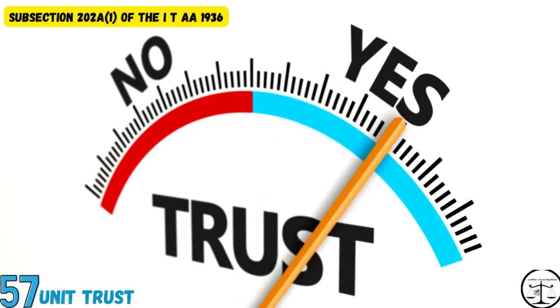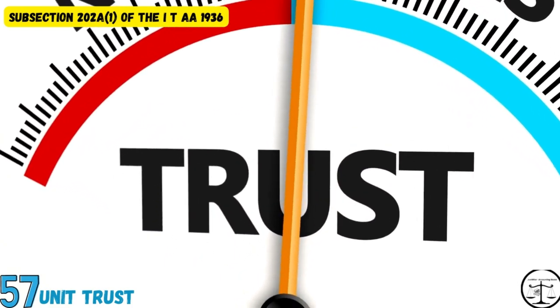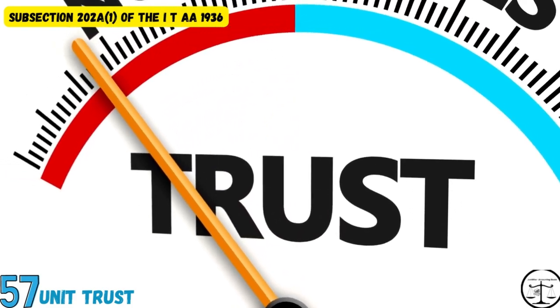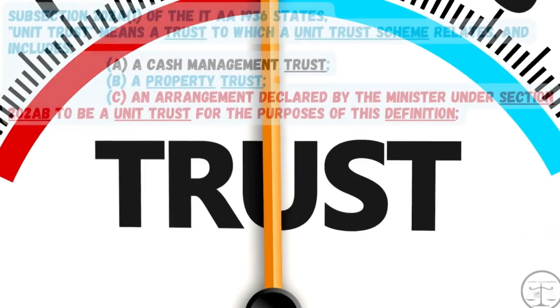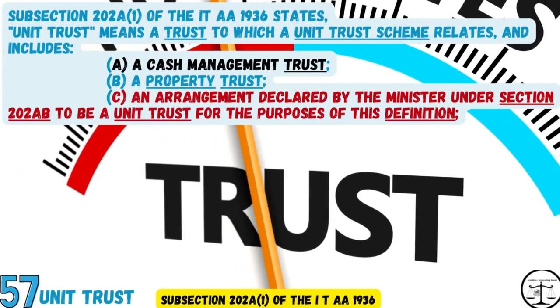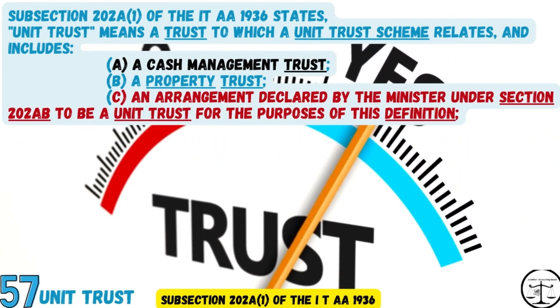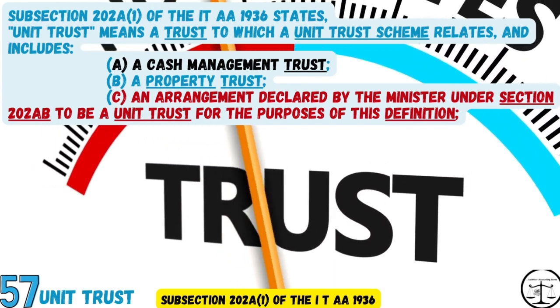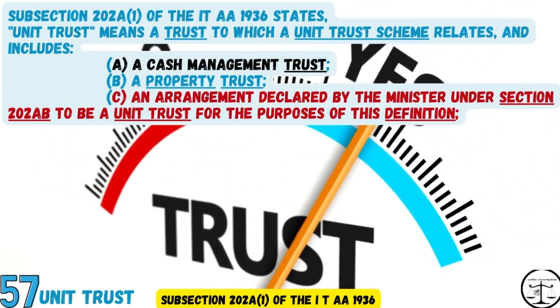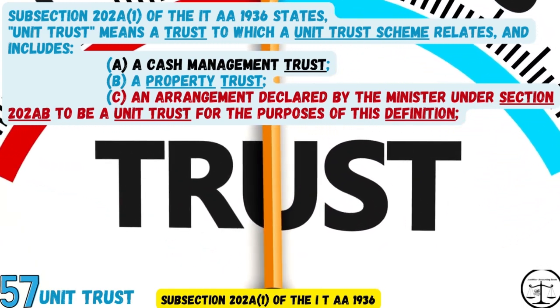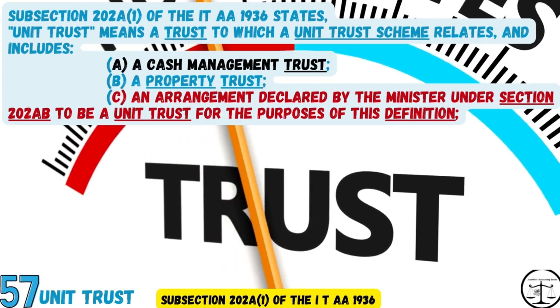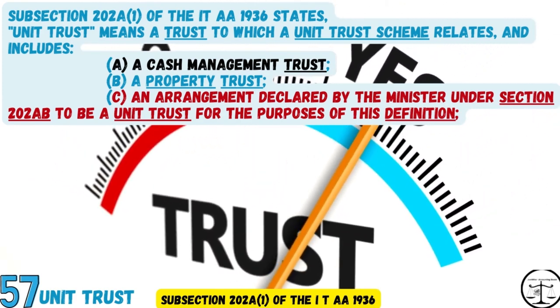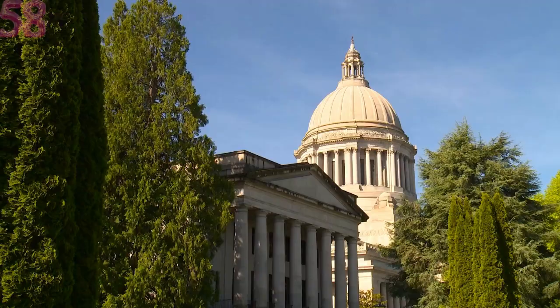Unit trust has the meaning given by subsection 202A(1) of the ITAA 1936. Subsection 202A(1) of the ITAA 1936 states, unit trust means a trust to which a unit trust scheme relates, and includes: A. a cash management trust, B. a property trust, C. an arrangement declared by the minister under section 202AB to be a unit trust for the purposes of this definition.